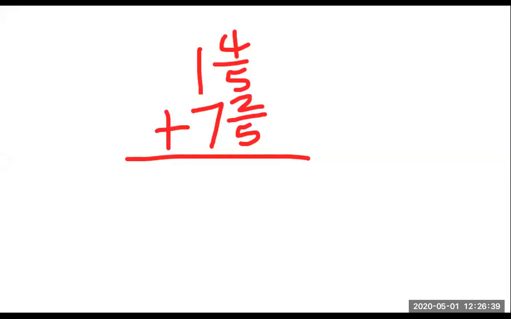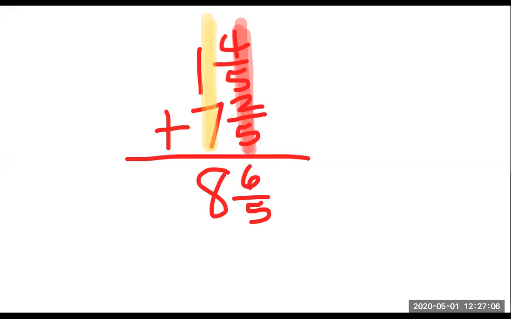So let's look at this problem. 1 4/5 plus 7 2/5. Our process is always the same. We start with the smallest place, which in this case is the fractional part. 4/5 plus 2/5 would give us 6/5. And then we're going to move over to our whole numbers, and we have 1 plus 7 gives us 8.